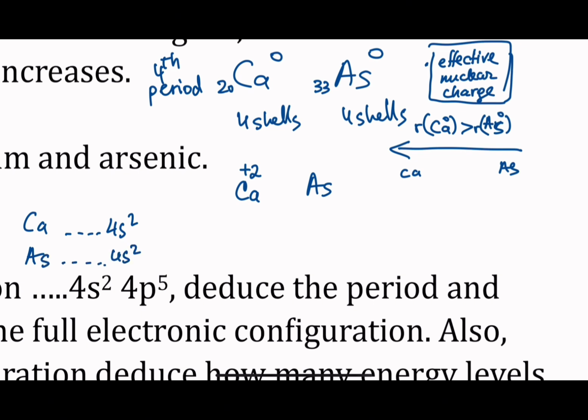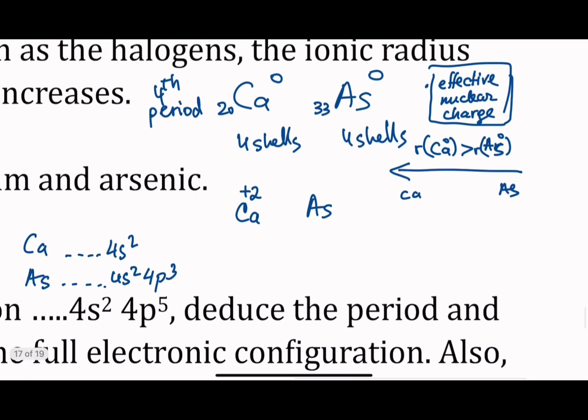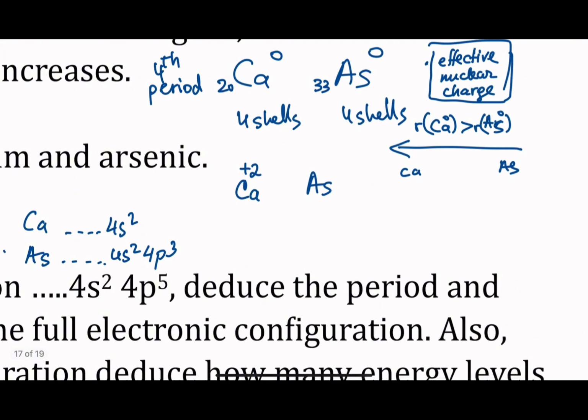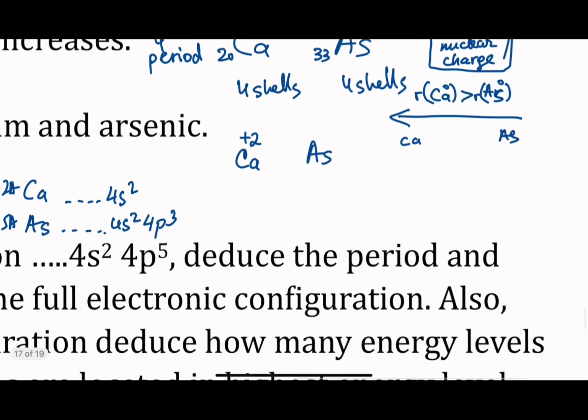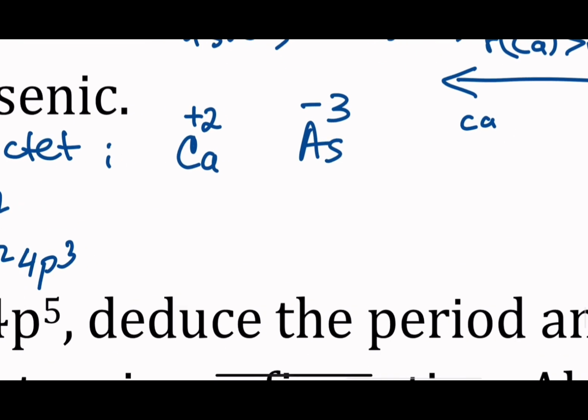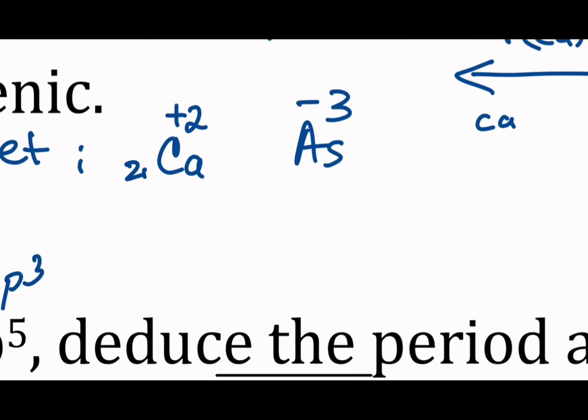4s2 and 4p3, because you see 2 plus 3 gives you group 5, right? Arsenic is a 5A group, and this is 2A group. So calcium loses 2 electrons, while arsenic gains 3 electrons to complete the octet. This is what happens. Arsenic goes like this. Now this is 20, it makes it 18, and this is 33, makes it 36.